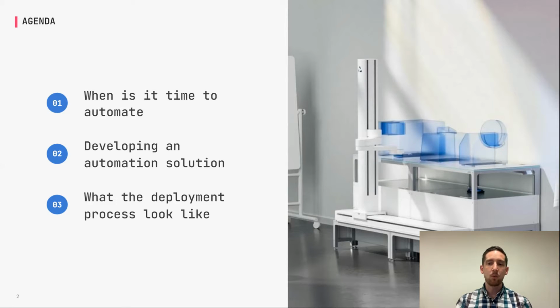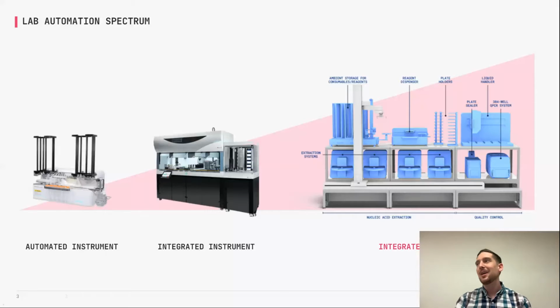Before we jump into that, I wanted to cover just a couple ground rules. The first being, what even do I mean when I'm talking about lab automation? Because that term can cover a lot of things. I've got this spectrum here, and there's automated instruments. So that would be the Formulatrix Tempest here on the left, where it's got a stacker that allows you to run multiple plates on the instrument, but everything's really kind of stuck there.